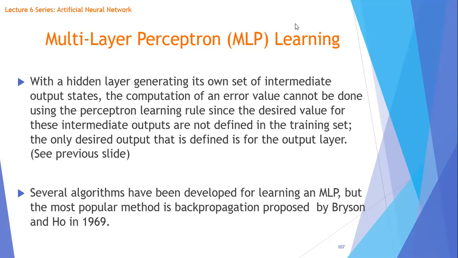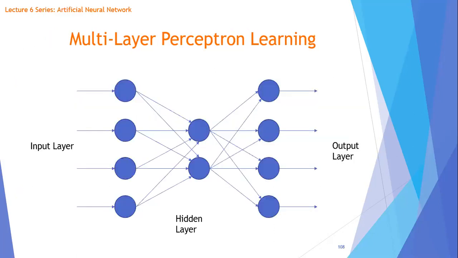Now, the main issue we highlighted in this part here, let's just read together. So with a hidden layer generating its own set of intermediate output states, the computation of an error value cannot be done using the perceptron learning rule, since the desired values for these intermediate outputs are not defined in the training set. What are we trying to say here? Remember when we applied the perceptron learning rule, the correction in the weight or the threshold was alpha times x times e. So to be able to find the correction for a given weight or a given threshold, we would need the error for that particular neuron.